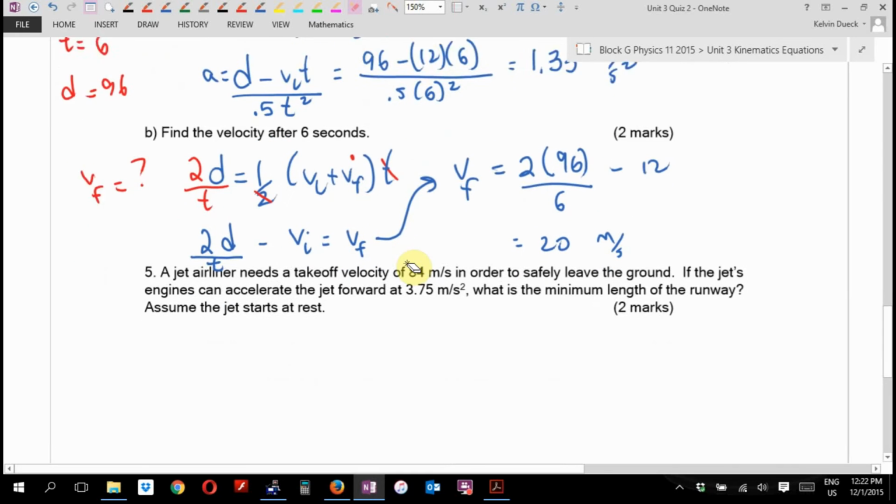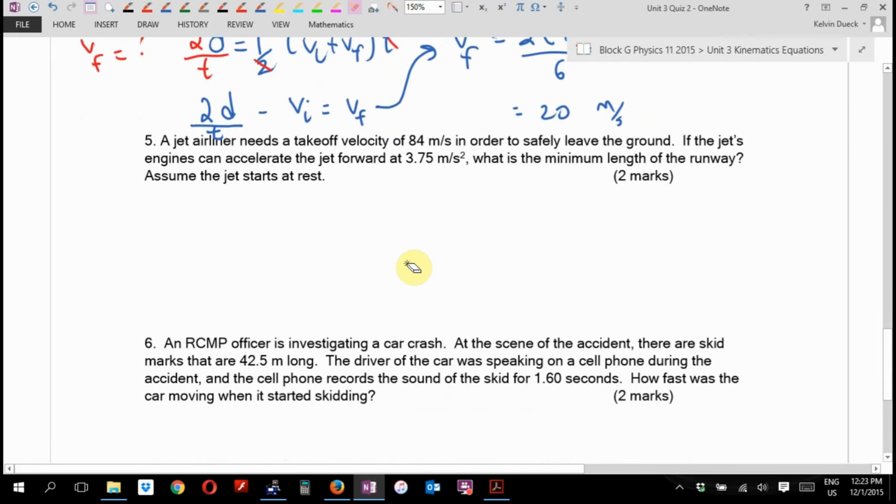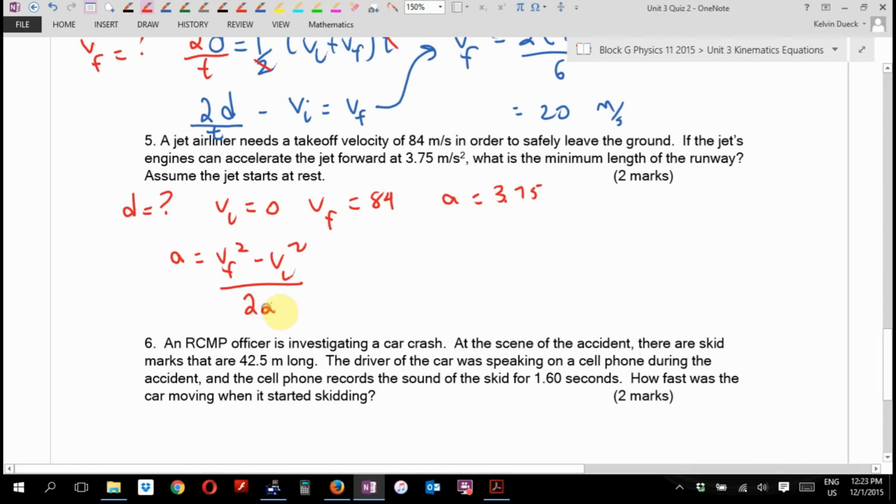Yeah. Hey, let's design a jet, or actually an airport. This wants us to find D equals. It says the jet starts at rest. V final is 84. A is 3.75. I'm going to use VF squared equals VI squared plus 2AD. Put your phone away, Jaden, if you're going to sit over there. D equals VF squared minus VI squared all over 2A, right? Right. It's going to be 84 squared minus 0 squared all over 2 times 3.75. I can't do this one in my head.